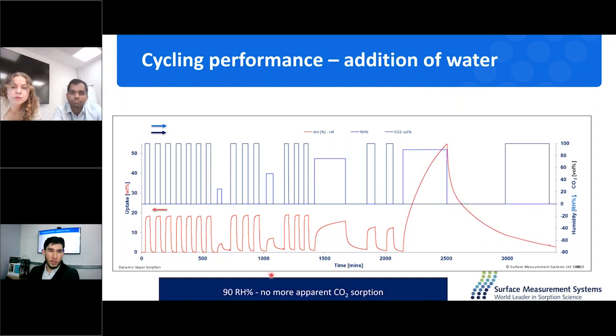And finally, when we expose it to over 90% RH, we see a large condensation uptake step. And then afterwards, when CO2 is being introduced, there seems to be almost no more CO2 sorption. But can we still make use of this material?